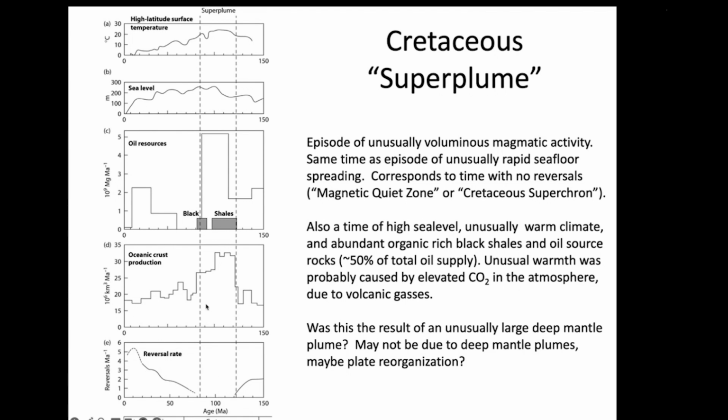For example, the production of oceanic crust doubled during this time period. Another thing that happened is an awful lot of oil resources were created at this time because black shales were preferentially deposited during this interval. Sea level was high. The temperature was also high. All of this happened during this time, and it's led to people talking about a mid-Cretaceous superplume. And with that, I'll switch over to Clint.